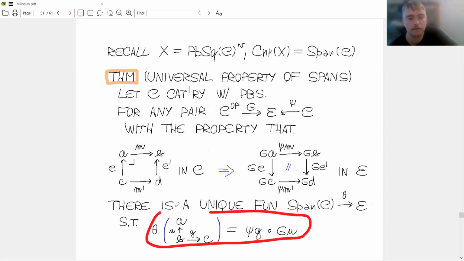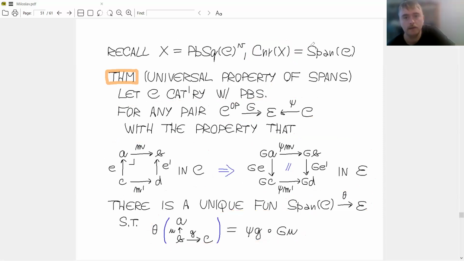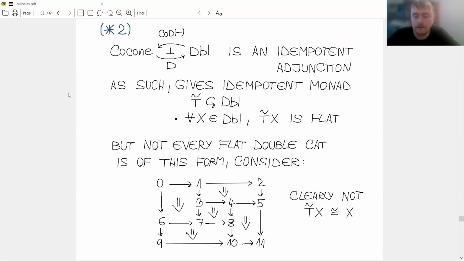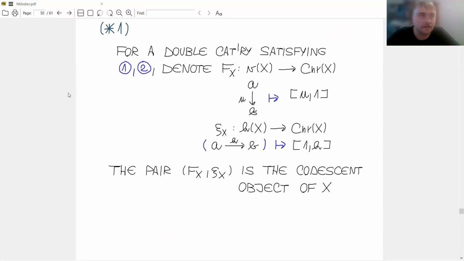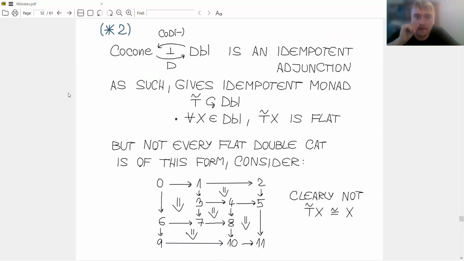this description. And you can also replace spans by partial functions or the cofunctors, and they have universal properties like this. So these are kind of interesting additional tidbits. Another tidbit is the fact that this adjunction can be seen to be idempotent, and as such generates an idempotent monad on double categories.